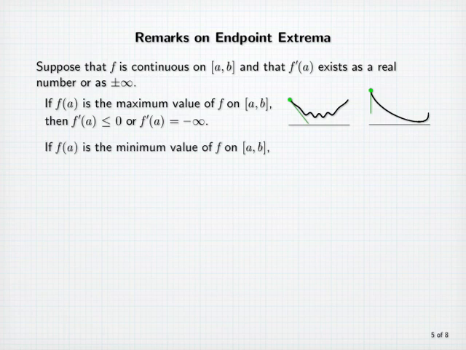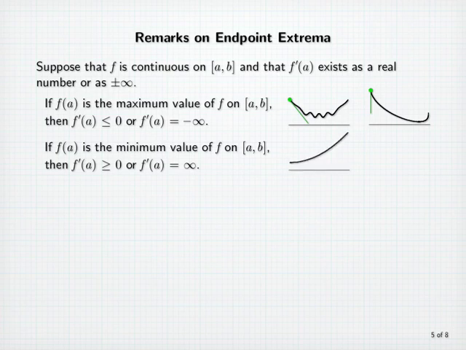If f(a) is the minimum value of f on [a, b], then f′(a) is greater than or equal to 0, or f′(a) equals plus infinity. In this picture, the minimum value occurs at the left endpoint, and here f′(a) is equal to 0. In this picture, the left endpoint value is again the minimum, and the derivative there is plus infinity.